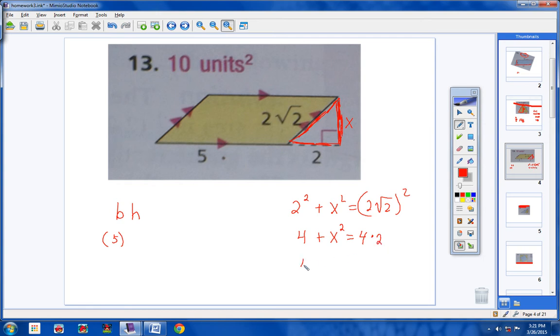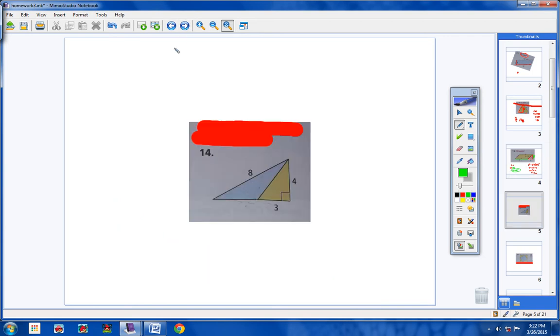So now I have 8. So 4 plus x squared equals 8. Bring your 4 over, make it negative. x squared equals 4. Take the square root of both sides. x equals 2. So this height right here is now going to become 2. Okay? So I know the base of this parallelogram is 5, and I know the height is 2. So the entire area is going to be 10 square units. Alright? Alright, let's move on to number 14.